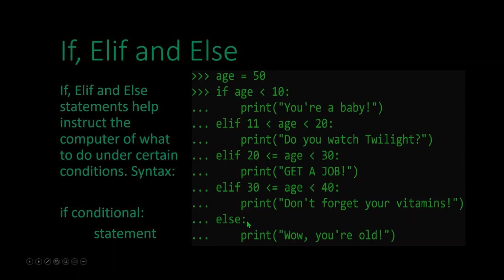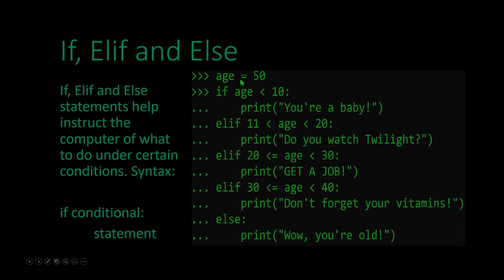Then we have our else statement. This one doesn't have a condition. It's just known by Python to be the last thing that the interpreter would do. So if all of these fail, if all of these are false, the else statement will automatically print, wow, you're old. So think about this.